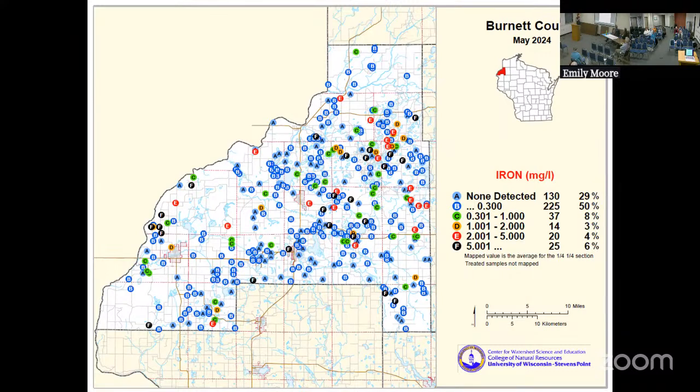Although when we look at where some of the highest levels occur, it's oftentimes in the areas where we find more wetlands or higher water tables, indicative of low oxygen water, or water that may not be moving through the landscape as quickly, where it tends to have less oxygen, and it's going to be more capable of dissolving iron and manganese from the soils and the rock that it flows through.